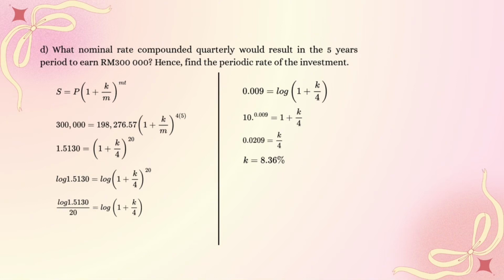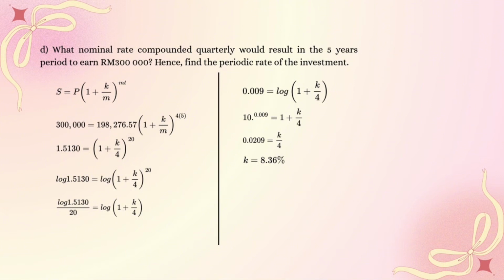Next, we divide both sides by 198,276 and 57 cents. So it became 1.5130 equals 1 plus k over 4 to the power of 20. In order to calculate k, we use log on both sides, so it became log 1.5130 equals log 1 plus k over 4 to the power of 20.